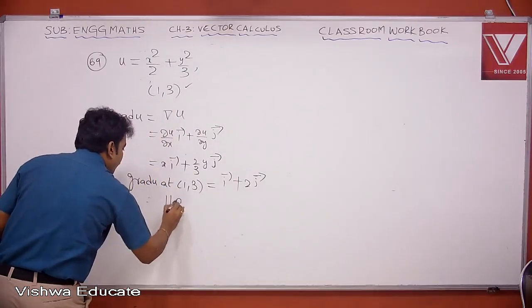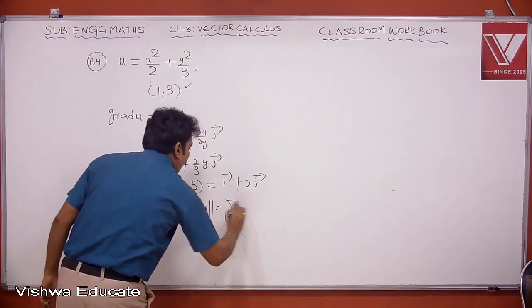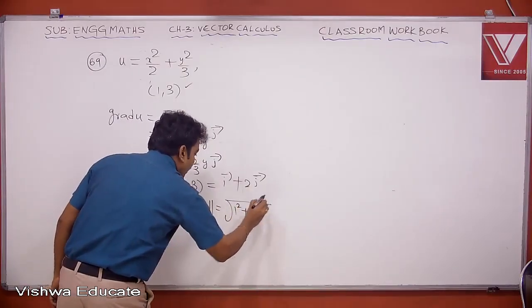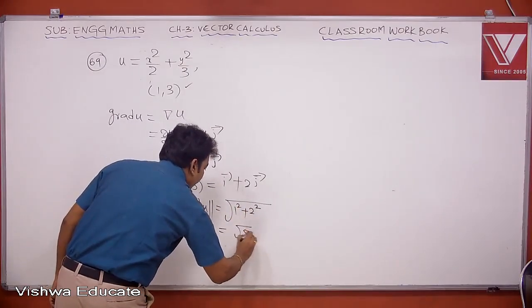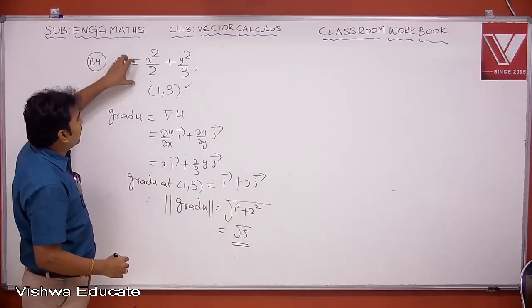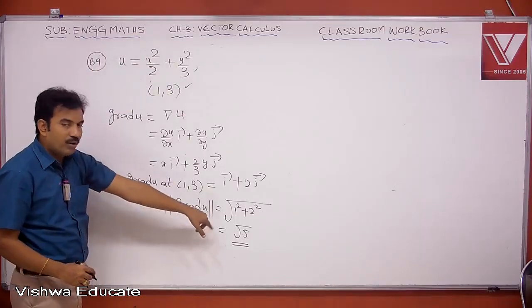Therefore its magnitude, meaning length: the norm of grad u equals the square root of, the i bar component is 1, the j bar component is 2. So it is the square root of 1 squared plus 2 squared. This is the square root of 5. Therefore the magnitude of the gradient of u at this point is square root of 5.